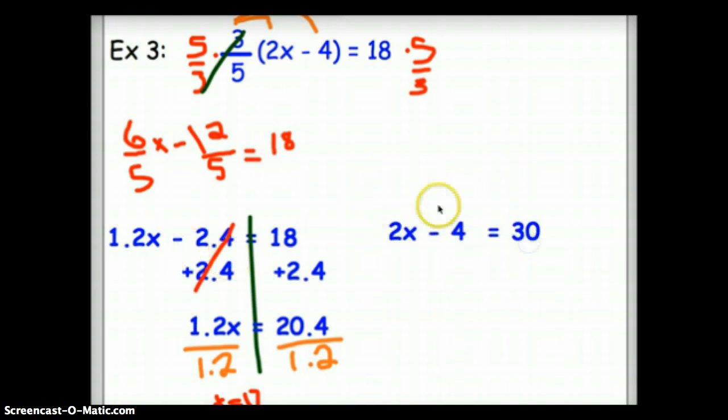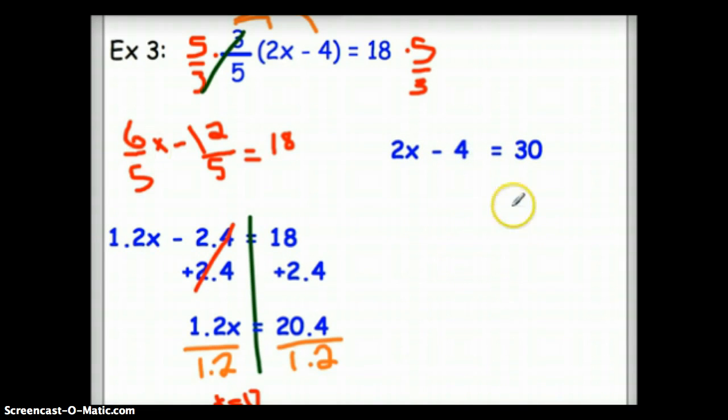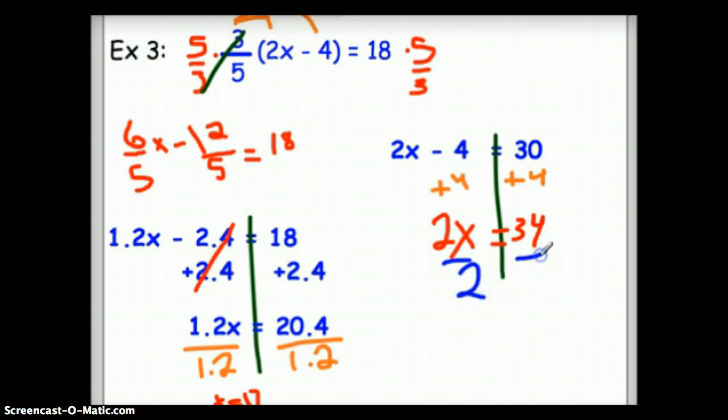Comparing these two equations, the one on the right is much, much easier to deal with than the one on the left. Inverse operations, to get rid of the subtracting by 4, I'm going to add 4 to each side. That leaves me with 2x equaling 34. Divide both sides by 2 to get rid of multiplication by 2. And we still end up with the same x equaling 17.